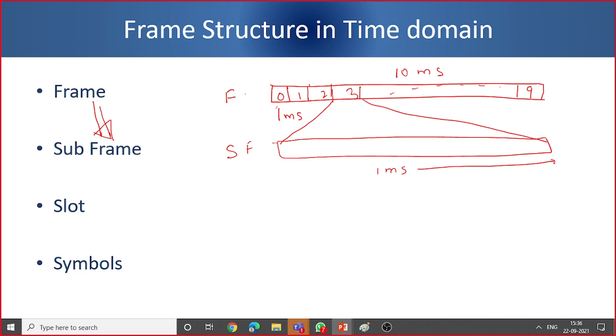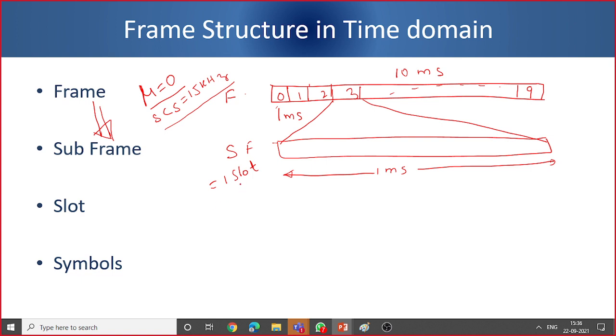Now the question is how many slots I can have in one subframe. It depends upon the numerology. Let me only talk about numerology 0, mu 0. Mu 0 means subcarrier spacing is 15 kilohertz. So for 15 kilohertz, one subframe is equal to one slot. The entire subframe is also a slot in case we have numerology 0. That means with subcarrier spacing 15 kilohertz, the subframe size and slot size are the same.